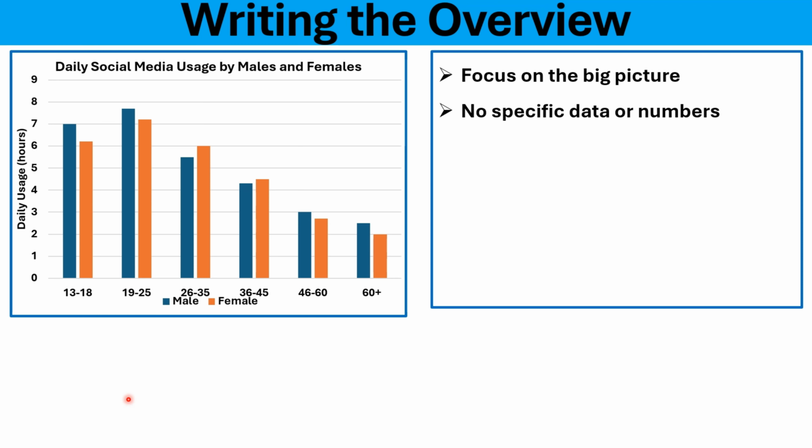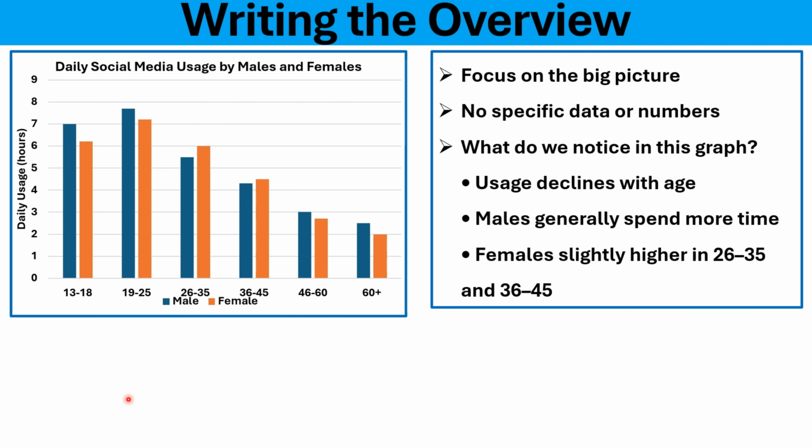Let's look at the graph closely. What do we notice? First, social media usage decreases with age. Younger people use it more and older people less. Second, males generally spend more time on social media than females. But there is an exception. In the 26 to 35 and 36 to 45 age groups, females slightly surpass males. These are the key points we will include in our overview.